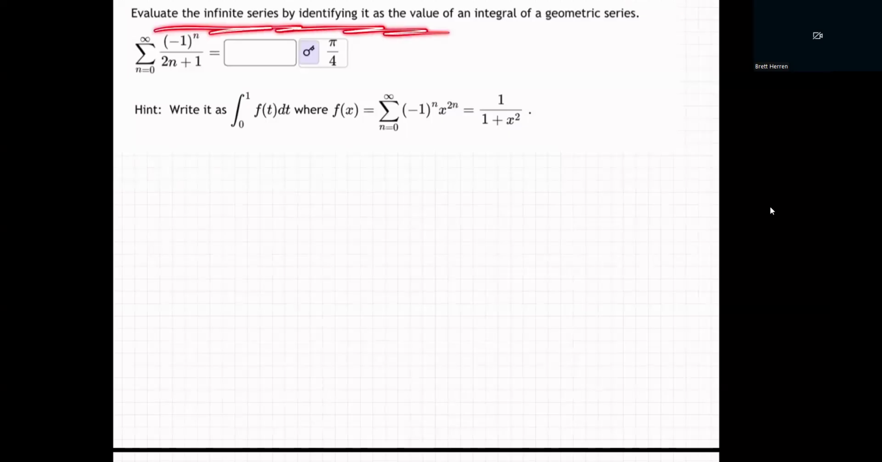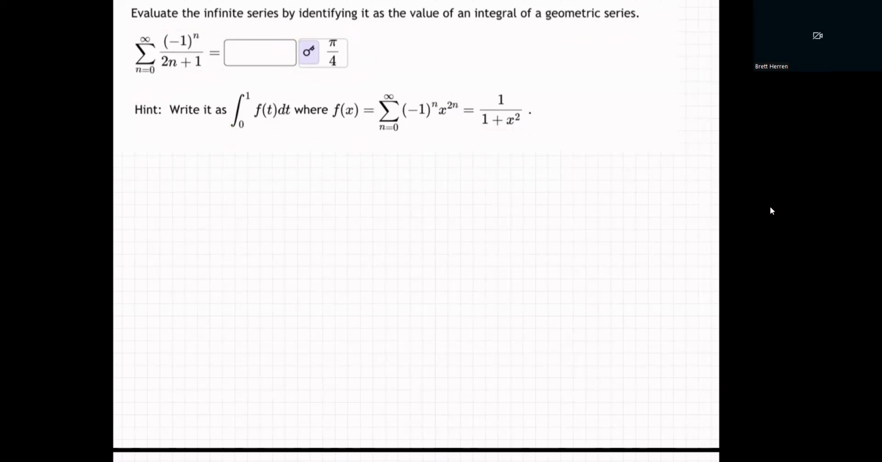Evaluate the infinite series by identifying it as the value of an integral of a geometric series. So they want us to figure out what the sum of this is. Turns out the answer is pi over 4. How do we know it? I'm going to follow their hint. Write the integral from 0 to 1 where this is f, which is equal to that, and you'll have it.